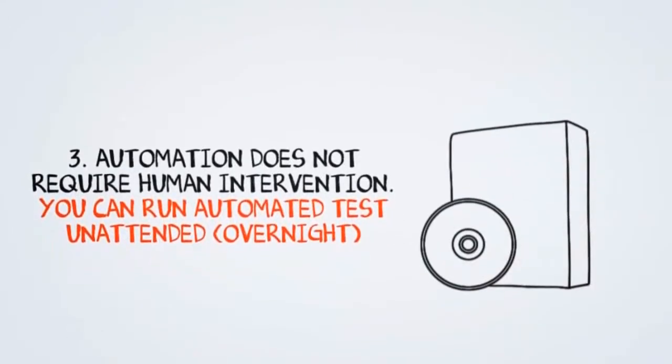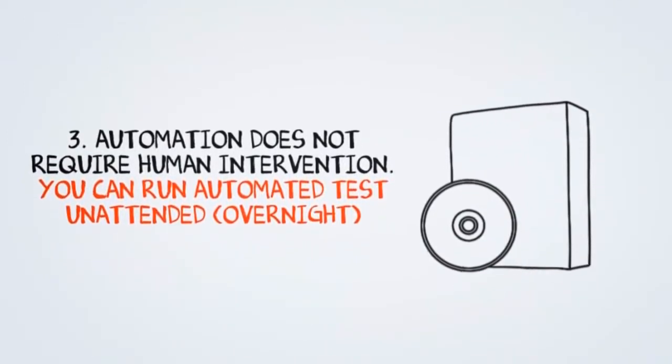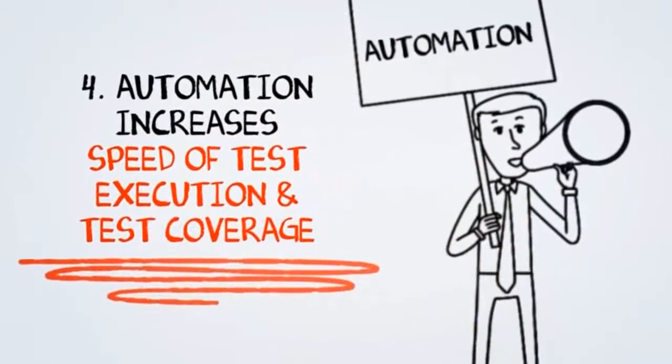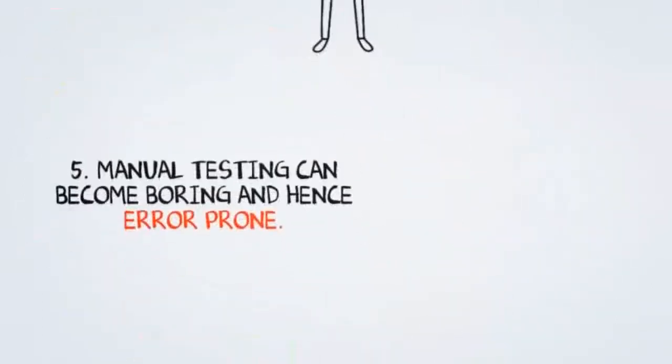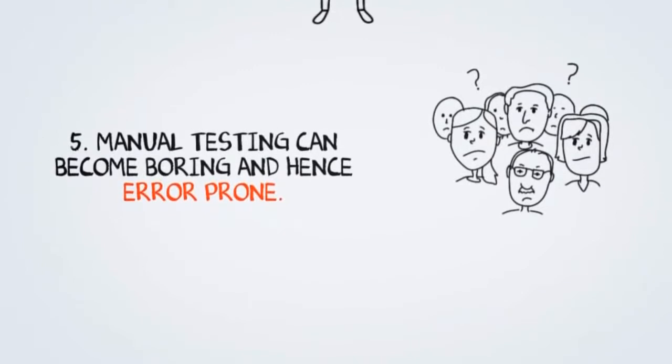Automation does not require human intervention. You can run automated tests unattended or overnight. Automation increases speed of test execution and test coverage. Manual testing can become boring and hence error-prone.